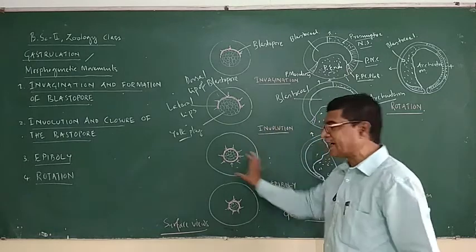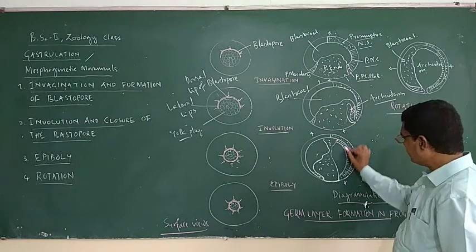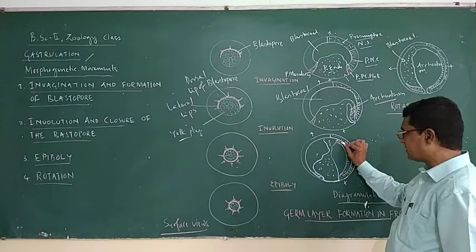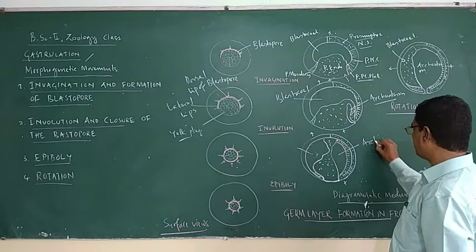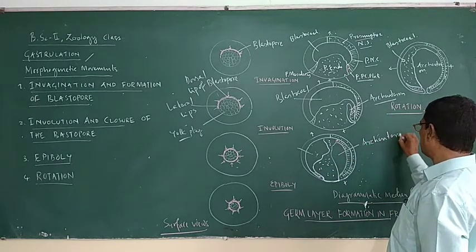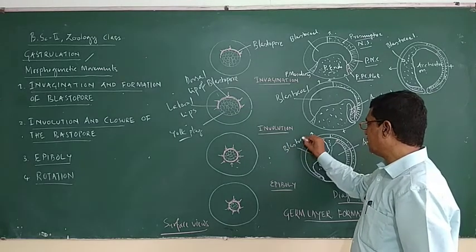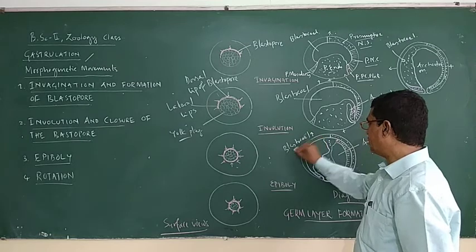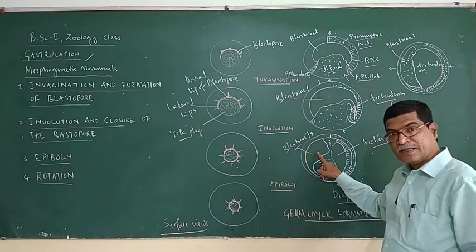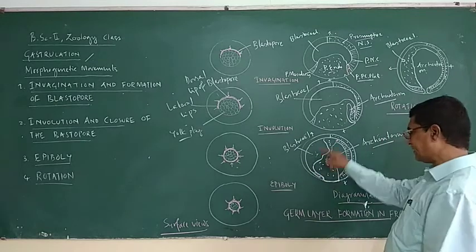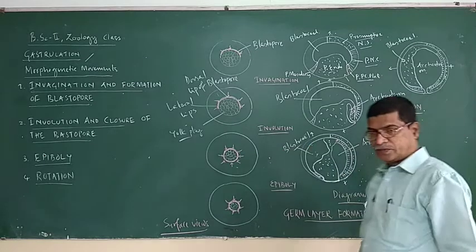They are all going inside. This is the blastocoel, and this is the archenteron. See, the archenteron size is increasing, and the blastocoel size is decreasing here. Can you see it? So this is called involution.